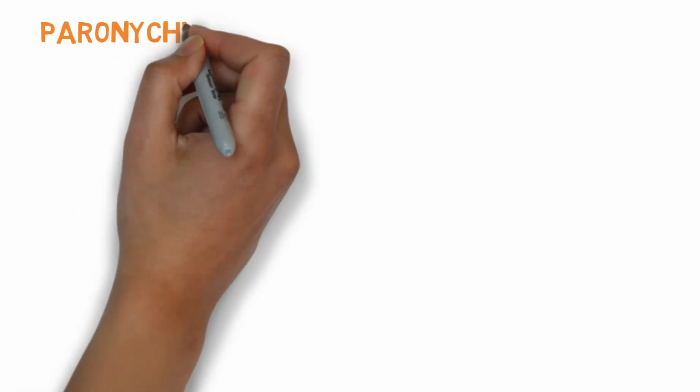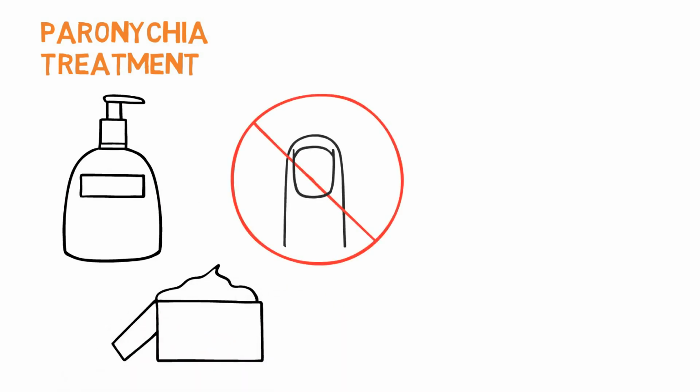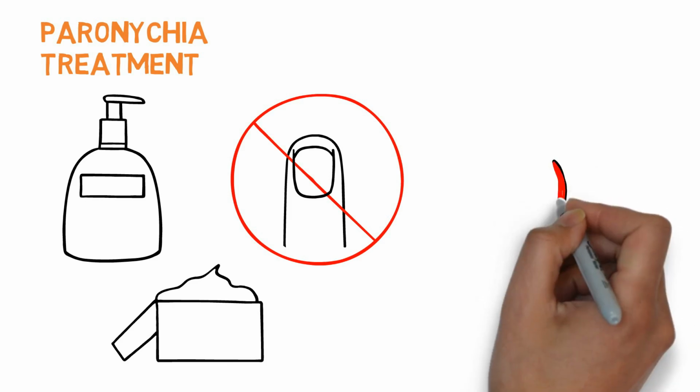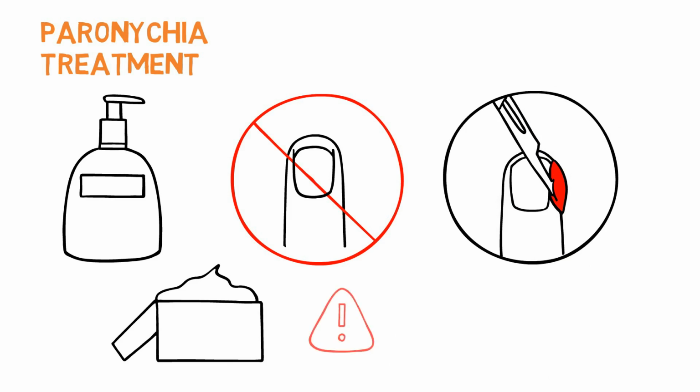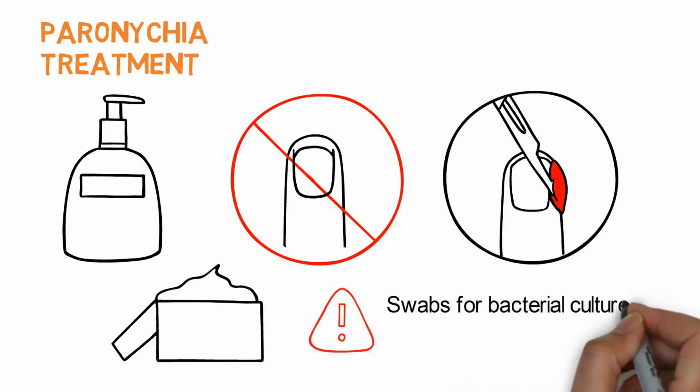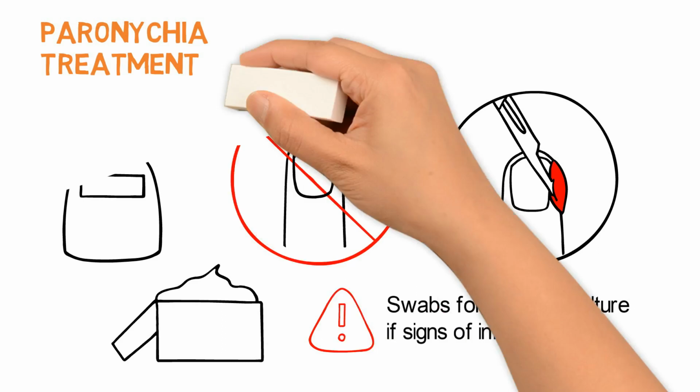To treat paronychia, counsel your patients on nail care. Refer to our video on tips for nail care for more details. You should also examine the nail to rule out acute infection or abscess, which would require oral antibiotics or incision and drainage. Consider swabs for bacterial culture if signs of infection are present.